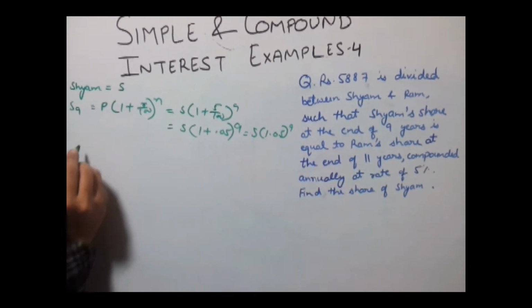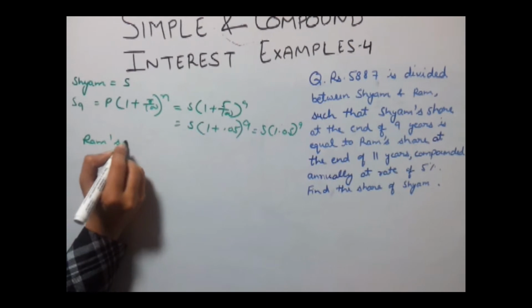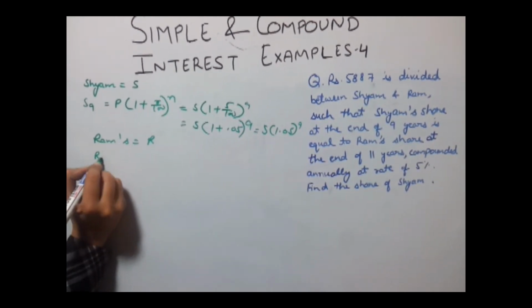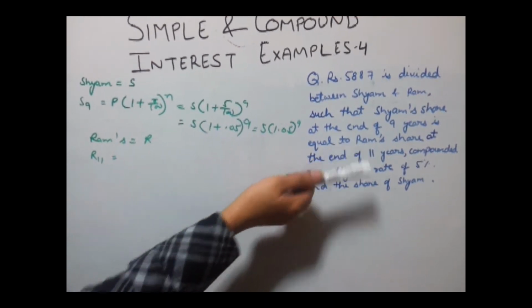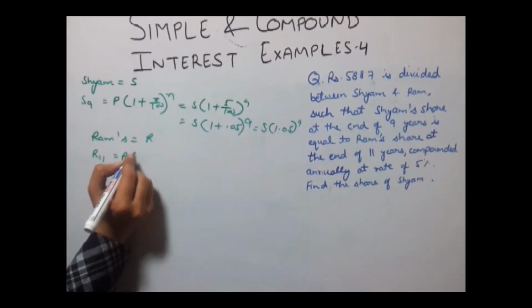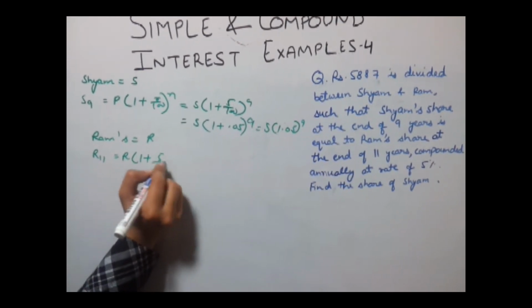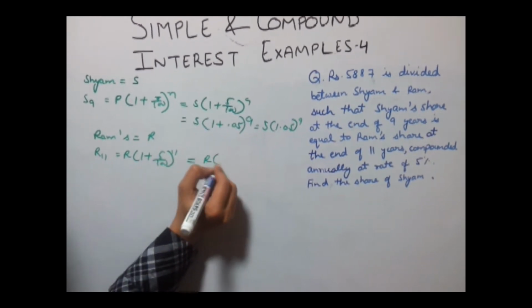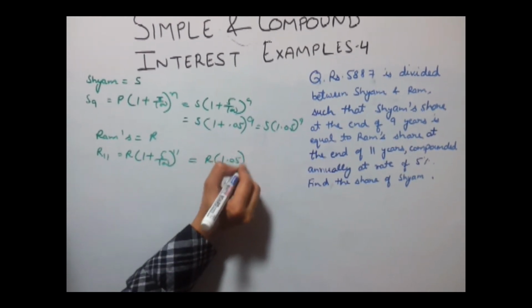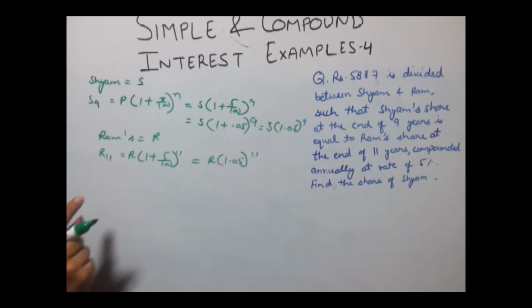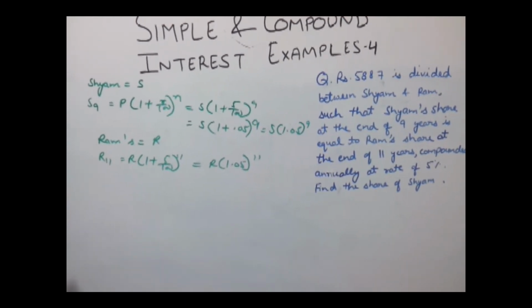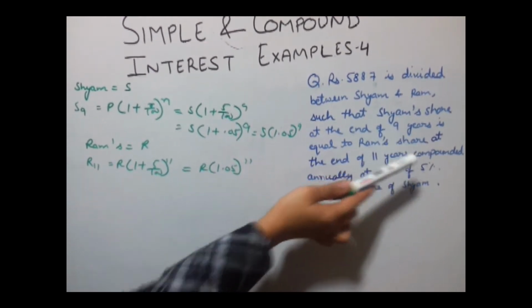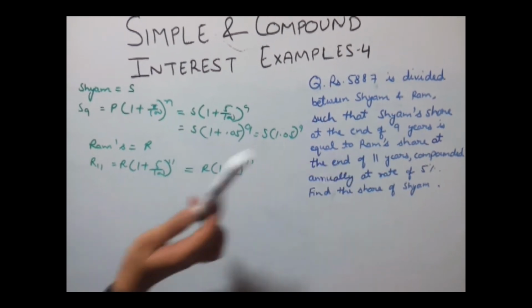Similarly, Ram's share, say, is R. Now, at the end of 11 years, R11, what Ram will get will be equal to R into 1 plus 5 upon 100 to the power N, which is 11. So we will get 1.05 to the power 11. We have calculated this because we need to understand what the question is saying. Here the question is saying that Shyam's share at the end of 9 years is equal to Ram's share at the end of 11 years.